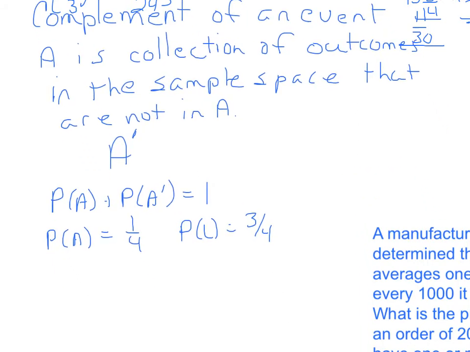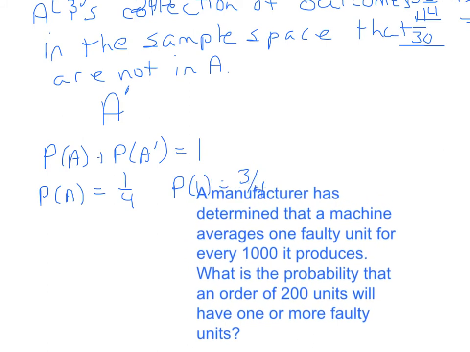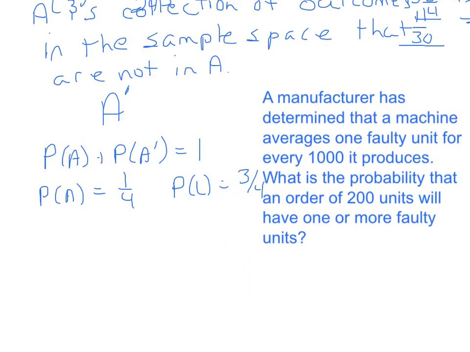Here we have a manufacturer who has determined that a machine averages 1 faulty unit for every 1,000 it produces. What's the probability that an order of 200 units will have 1 or more faulty units? So we know the probability of a faulty unit is 1 out of 1,000. What's the probability that it won't be faulty? 999 out of 1,000. Yes, sir.